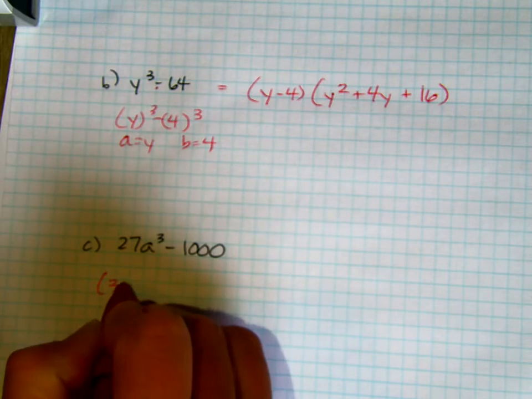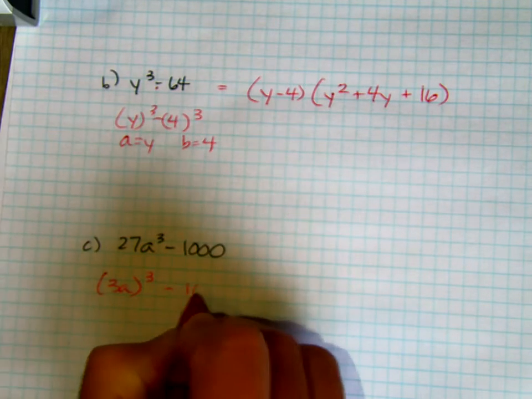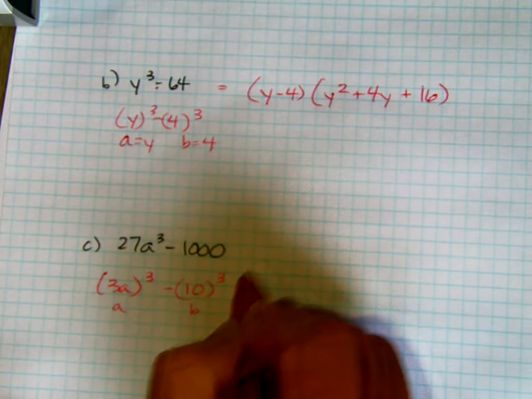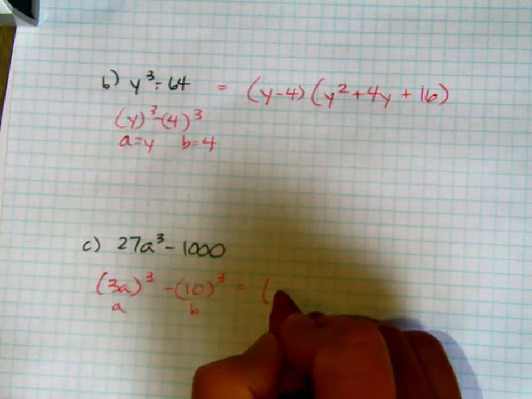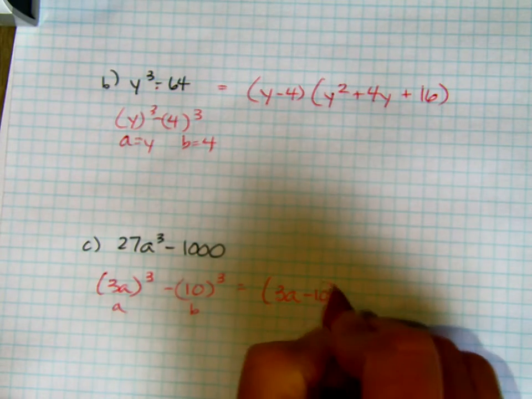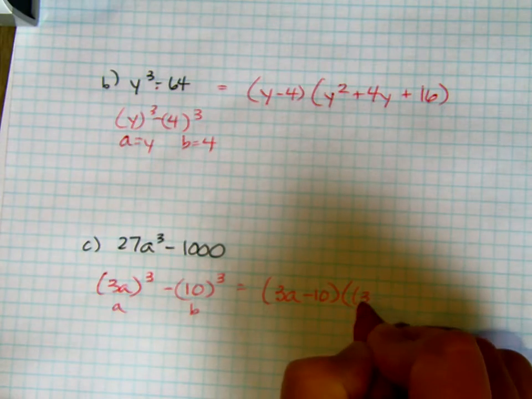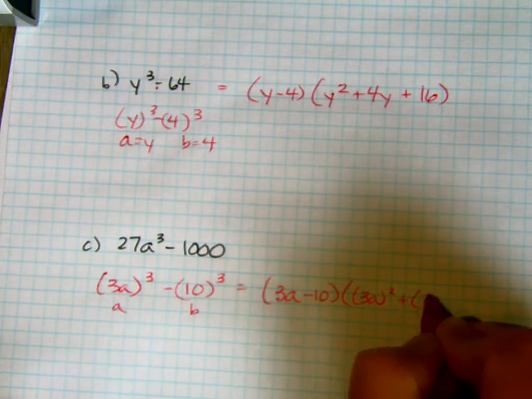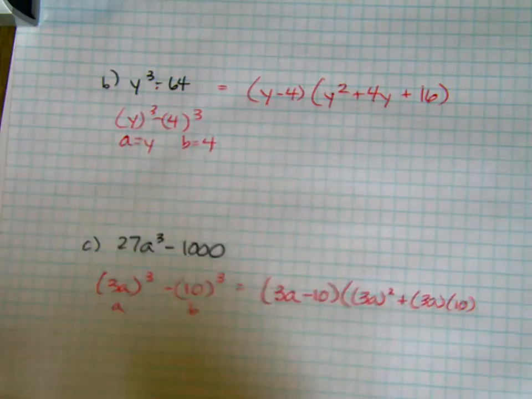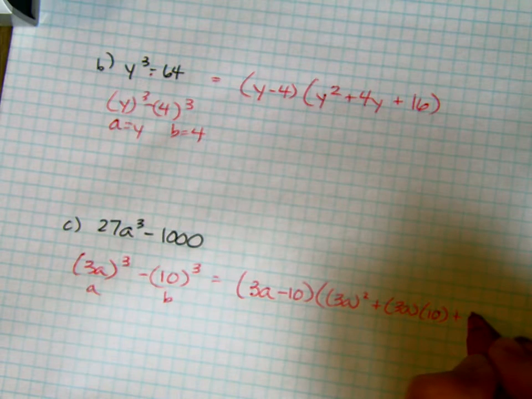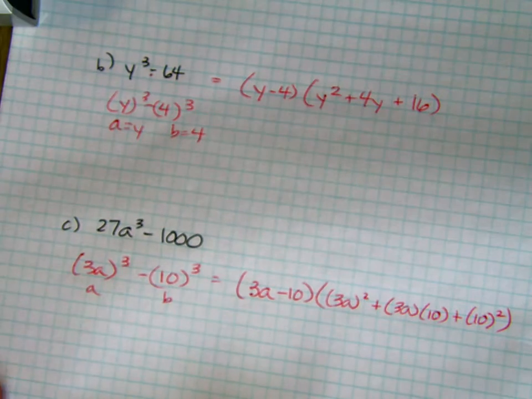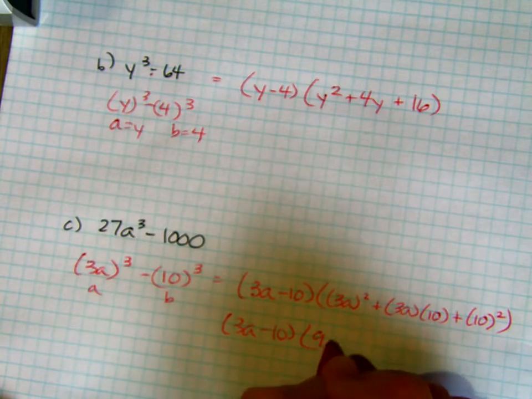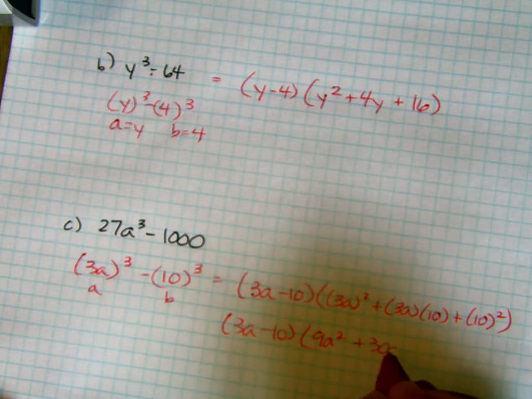27a cubed, recognize that that's a 3a cubed minus a 10 cubed. So there's your a and there's your b. So things become a little more complicated. It's a minus b, so it's 3a minus 10 times a squared plus a times b plus b squared. That's the formula. So 3a minus 10, square that entire thing.